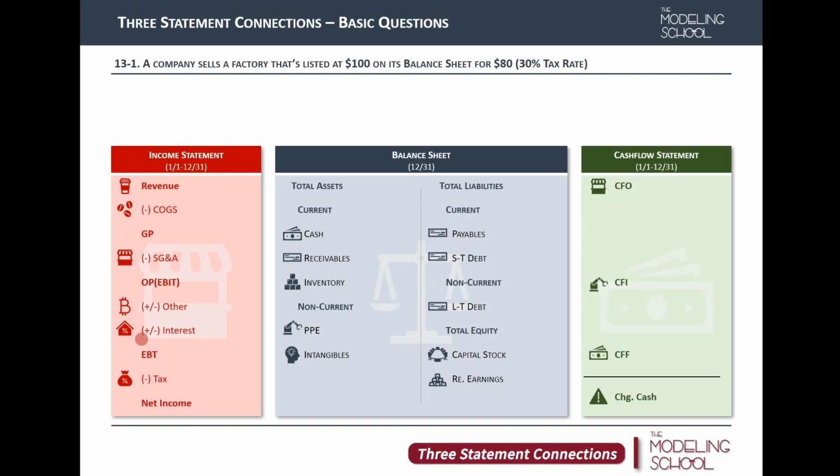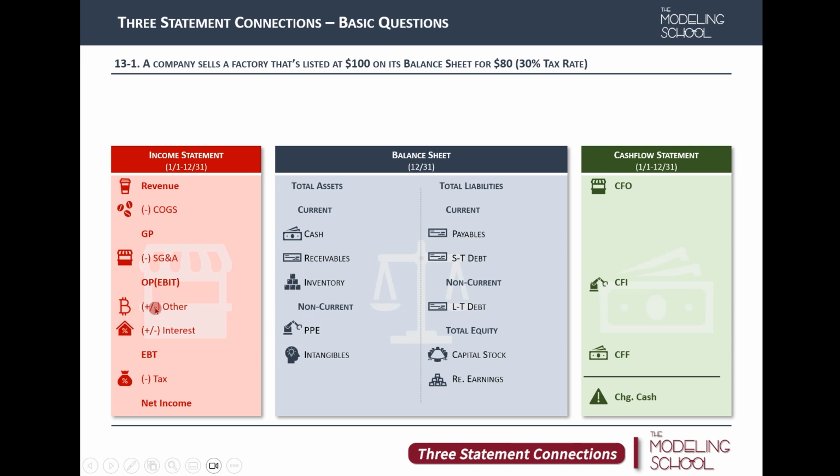A company sells a factory that's listed at $100 on its balance sheet for $80. So it's selling the factory for a loss. And there is also a 30% tax rate assumption. Selling a factory, whether you make a profit or a loss, is not going to be recorded under operations. It's not an operating revenue or operating cost. Rather, it's going to be recorded under other income or other expenses.